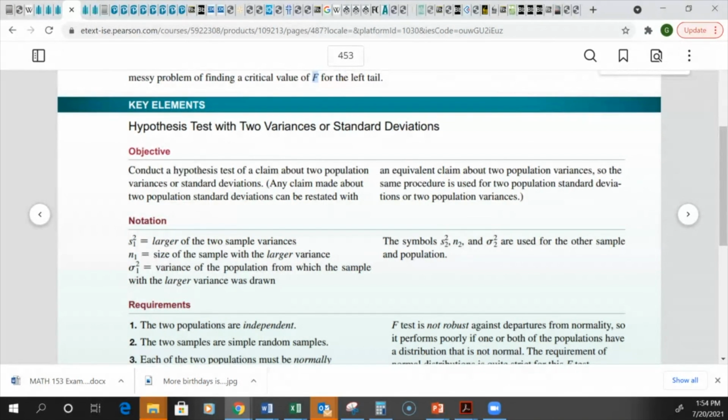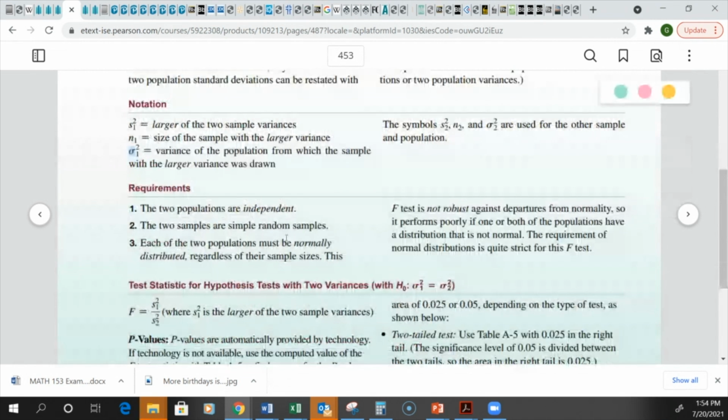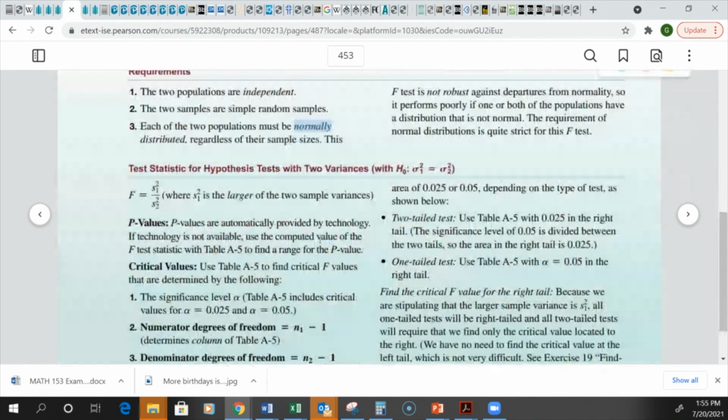So here we go, hypothesis test. You have two population variances. S1 is bigger, and S2 is smaller, the other one. N is how big it is, and sigma is what you're trying to predict. They have to be independent. What if it's husbands and wives? Well, then you can't do this. They have to be simple random samples. We're used to that. They have to be normal. What if I have a really big sample? No, they have to be normal. They just have to.